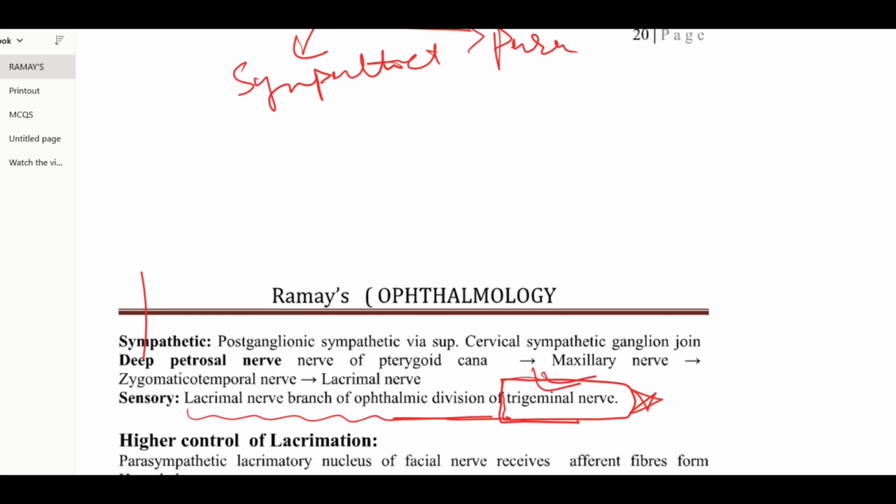Now we have studied the parasympathetic, which was divided into preganglionic and the postganglionic. Now is the sympathetic. Postganglionic. This is the only postganglionic. Sympathetic is via the superior cervical sympathetic ganglion. Via the deep petrosal nerve of the pterygoid canal, it goes to the maxillary nerve, zygomatico-temporal nerve, and then through to the lacrimal nerve.